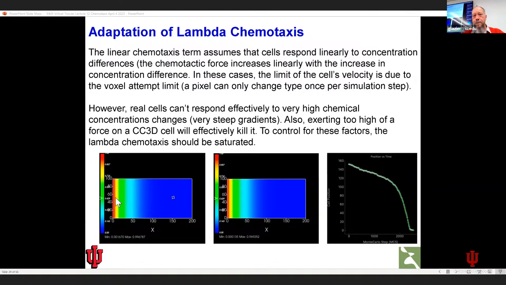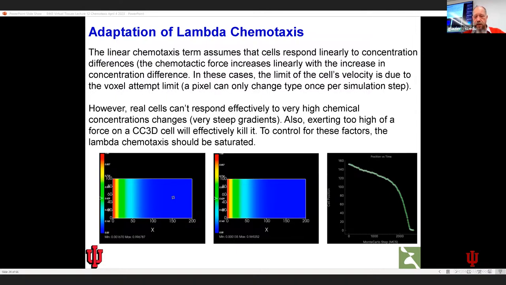Now, in reality, cells don't behave that way. Typically, once you get to a reasonable level of the chemical, the cell's velocity is independent of the concentration. And certainly strong concentrations don't make the cell fall apart. So one of the things that we want to do is be able to deal with that, and that's called adaptation. In the older versions of CompuCell code, we would do this in Python and we would change the strength of lambda chemo based on the chemical field strength, and that works.